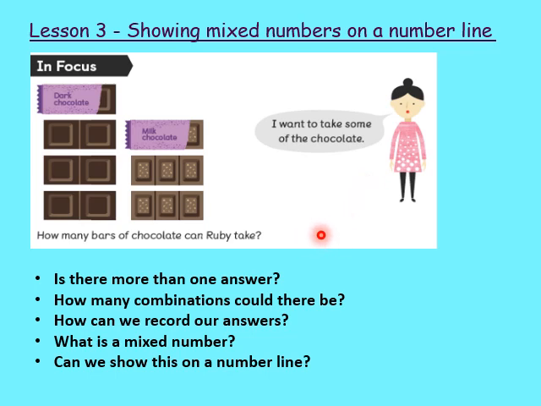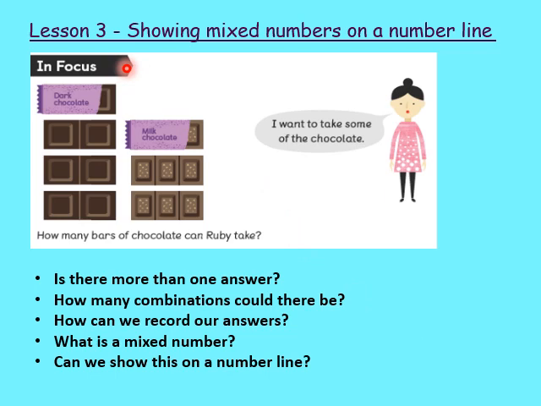So here are some questions to get you thinking. Is there more than one answer? How many combinations could there be? How can we record our answers? Have a think about what is a mixed number, and can we show this on a number line?